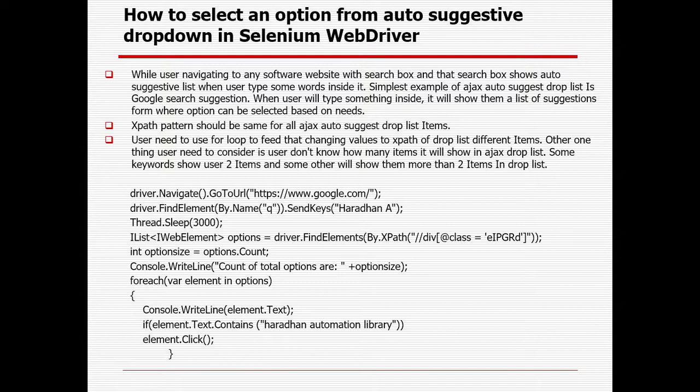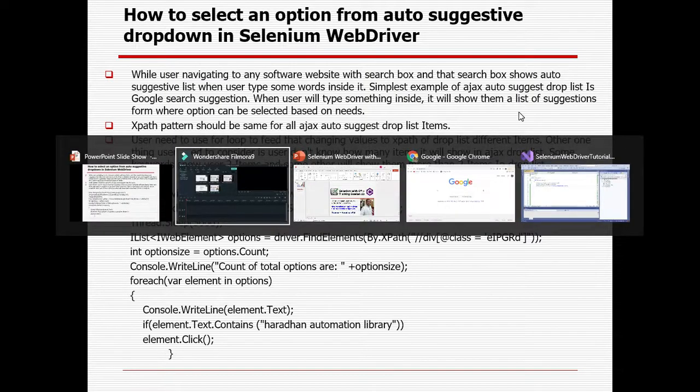The Xpath pattern should be the same for all Ajax auto suggest drop list items. The user needs to use a for loop or enhanced for loop to feed those changing values to the Xpath of the different drop list items. Another thing the user needs to consider is that the user does not know how many items it will show in the Ajax drop list. Sometimes it can show only one item, sometimes more than one, and the order will also vary.